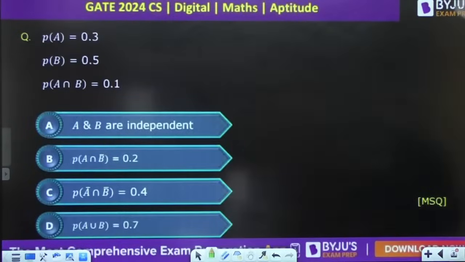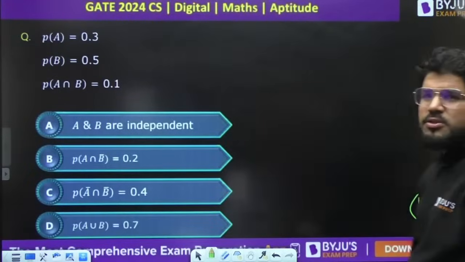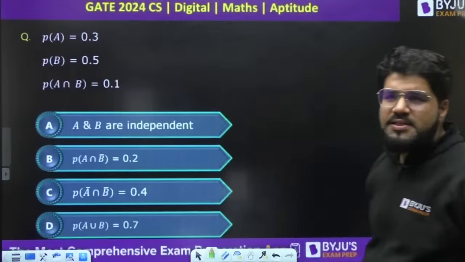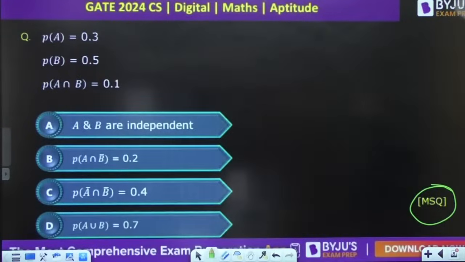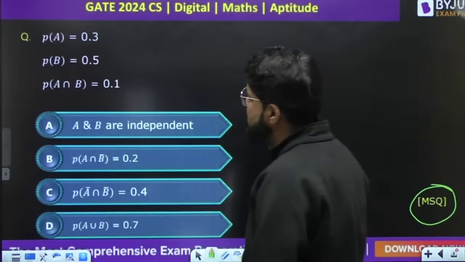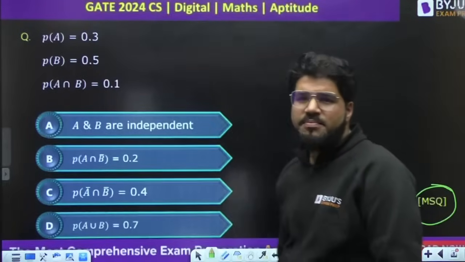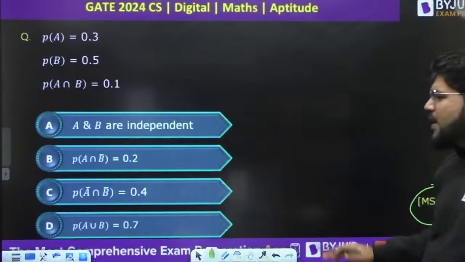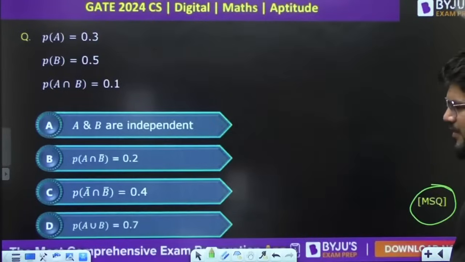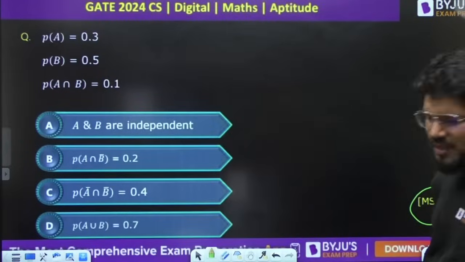Here it is. This one is MSQ. Probability of A is 0.3, probability of B is 0.5, probability of A intersection B is 0.1. This is the data given to me, and you have to choose which of the options are correct.